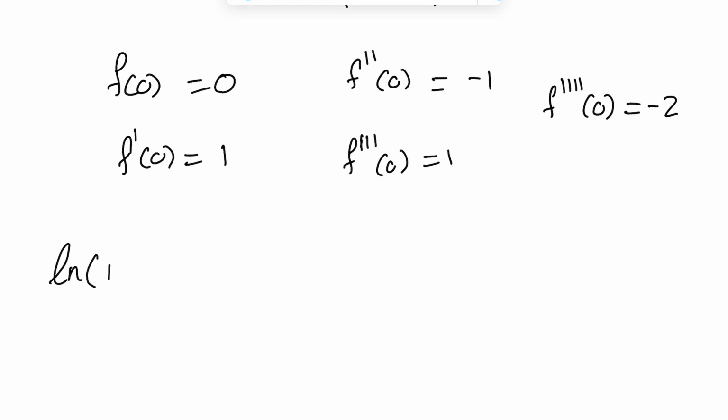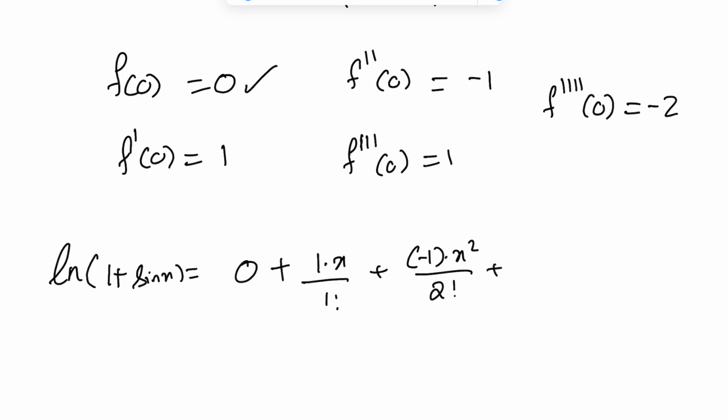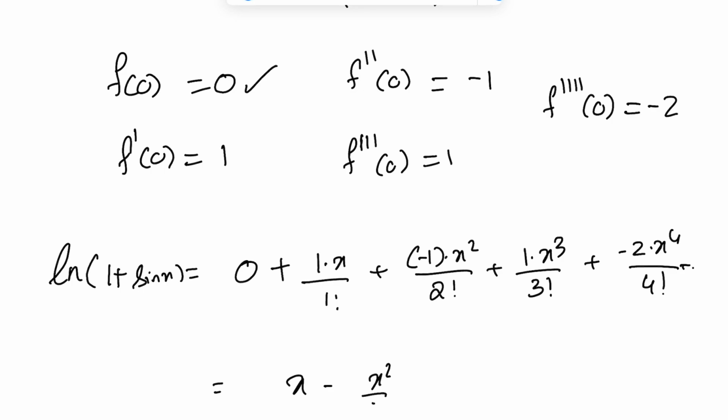Once I get that, ln(1 + sin x) will be, substitute 0, then 0 plus first derivative times x upon 1 factorial, then second derivative times x squared upon 2 factorial, third derivative times x cubed upon 3 factorial, fourth derivative times x power 4 upon 4 factorial, and so on. So it becomes x minus x squared upon 2 plus x cubed upon 6 minus x power 4 upon 12, and so on.